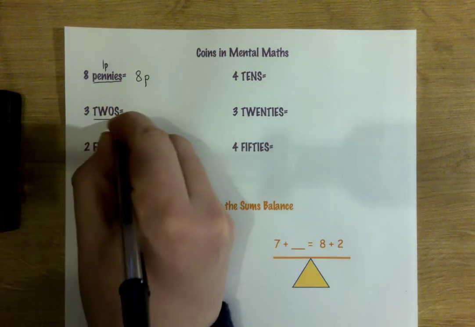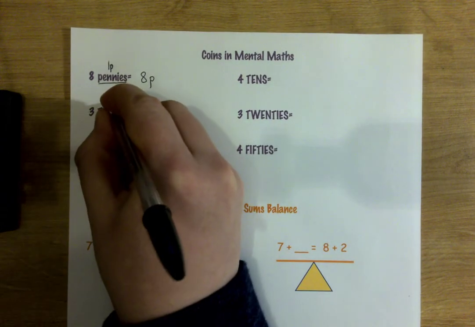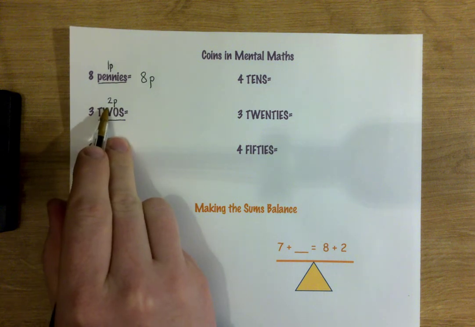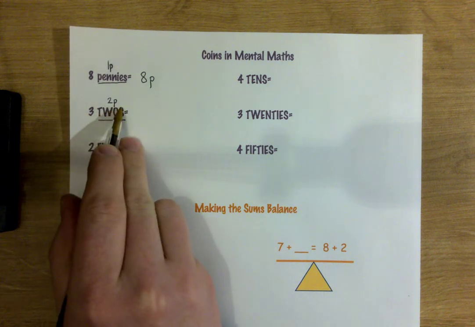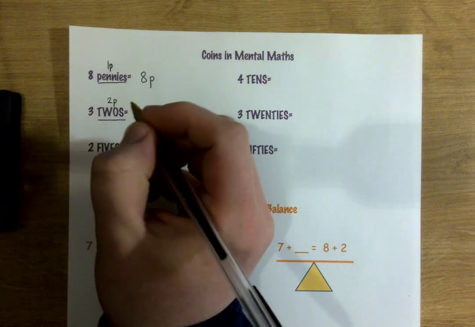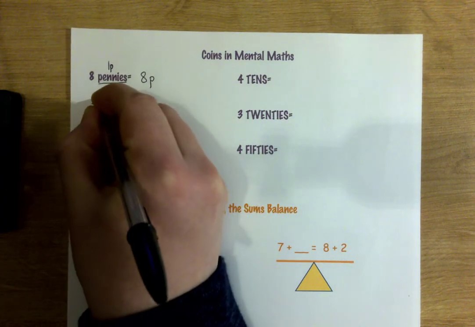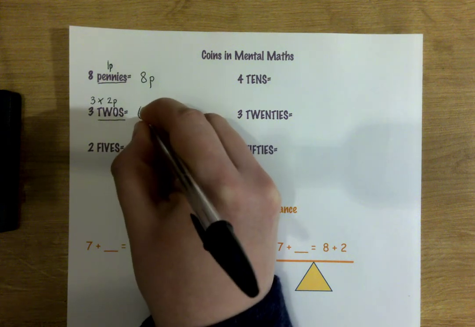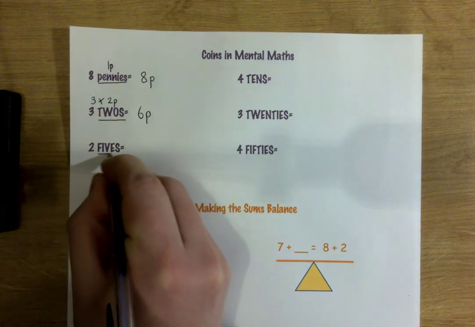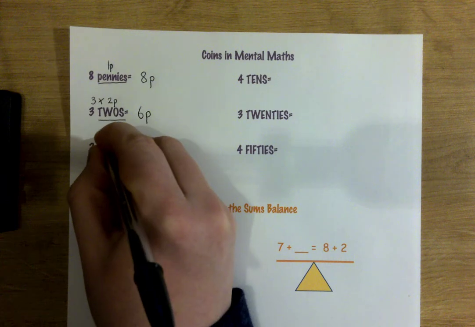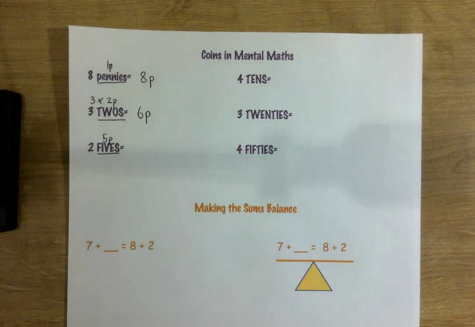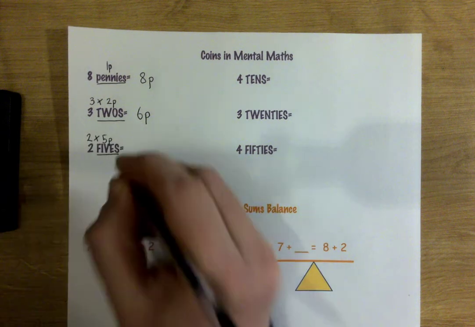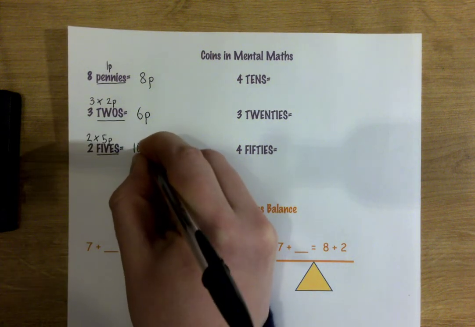Here we have the word twos. That means 2p, a 2p coin. 3 twos means 3 2p coins. Now, we could work that out with a multiplication sum. What is 3 times 2? That gives us 6p. 2 fives, that means 2 5p coins. But another way we could work it out is through multiplication. 2 times 5 equals 10p.